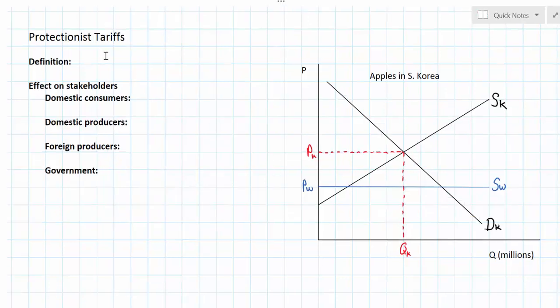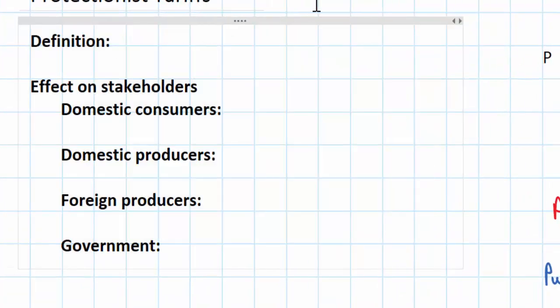Let's start with the definition of a protectionist tariff. If you're studying international economics right now, you've already learned the principle of comparative advantage and how countries can increase the total welfare of their consumers and their producers if they specialize in the production of a good and trade with other countries for the goods that they do not produce domestically. While most economists agree that free trade leads to a net increase in total welfare for the countries that participate, unfortunately, many times policymakers do not agree with this. Therefore, governments often impose protectionist measures in order to protect domestic industries from foreign competition. Generally speaking, in order to protect domestic producers from cheaper foreign imports.